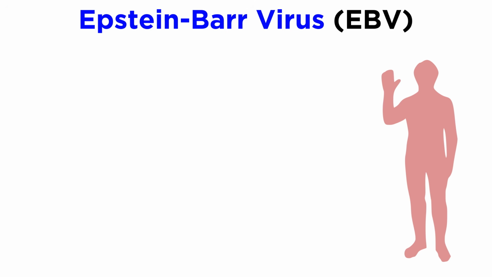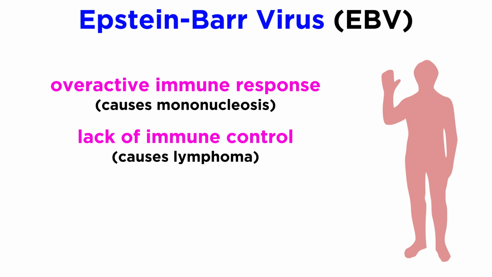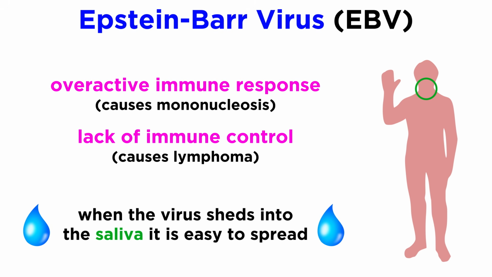The diseases caused by EBV stem from one of two things. First, an overactive immune response, like in the case of infectious mononucleosis. Or second, the lack of effective immune control, like in the case of lymphoma. When B cells and epithelial cells of the oropharynx are infected with EBV, the virus sheds into saliva, which makes it pretty easy to spread to other hosts.